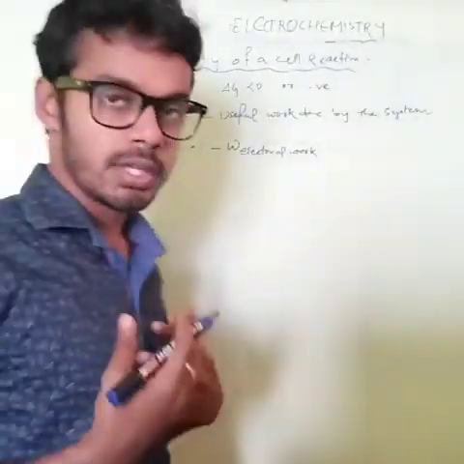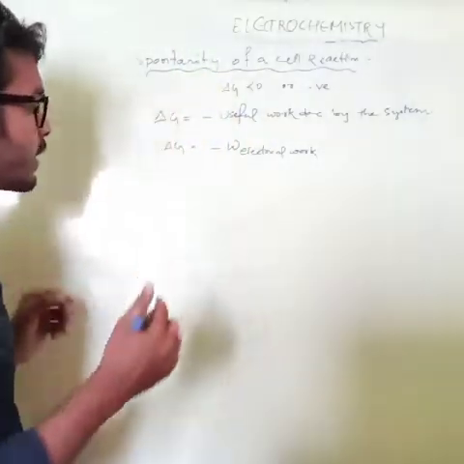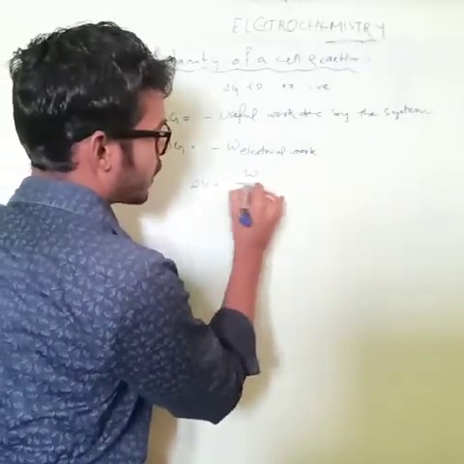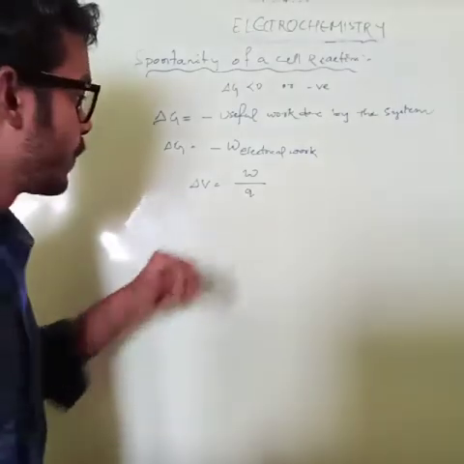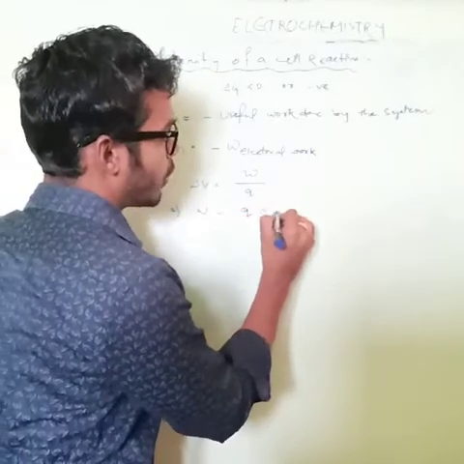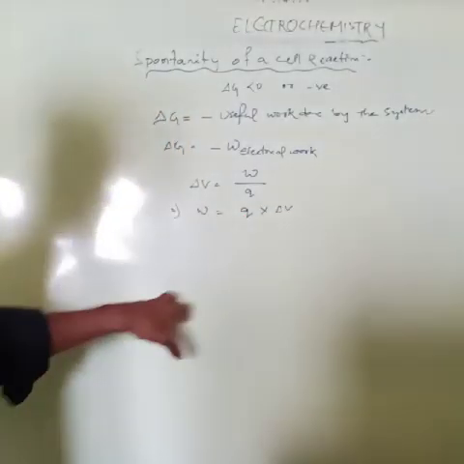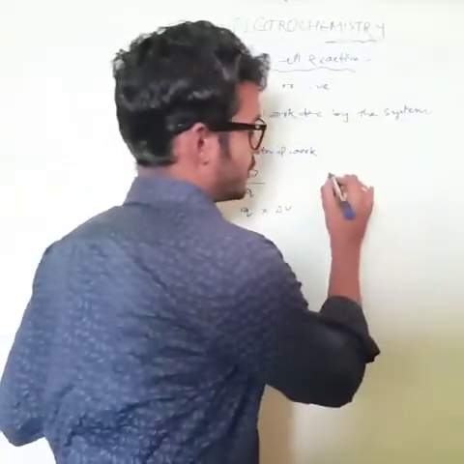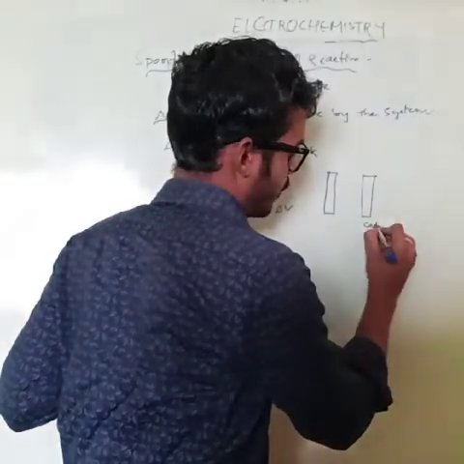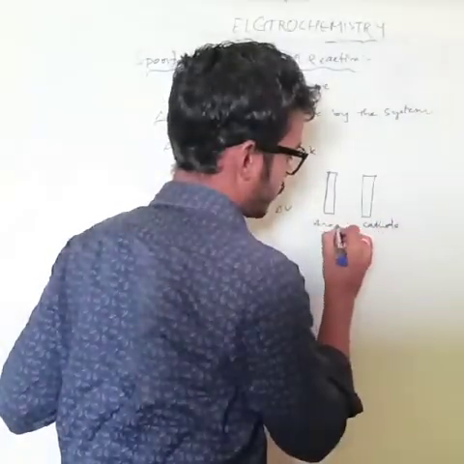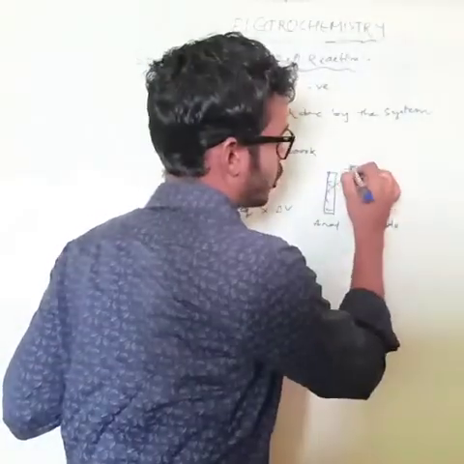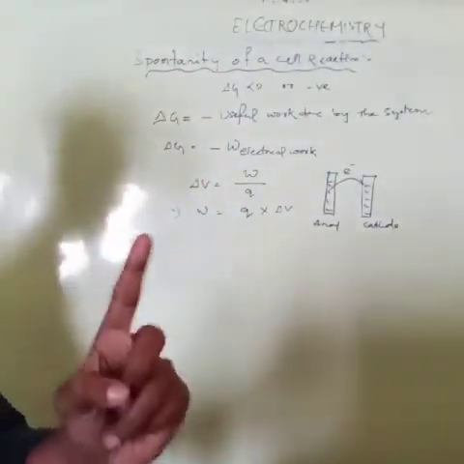But we know the work done in an electric field. What is work done? Potential difference, del V, equals work done by charge, from physics we know that. Or work done equals charge into potential difference. Yes or no? So what is the charge over here? There are two electrodes, one is cathode, one is anode, right? Suppose one electron moves from anode to cathode, one electron.